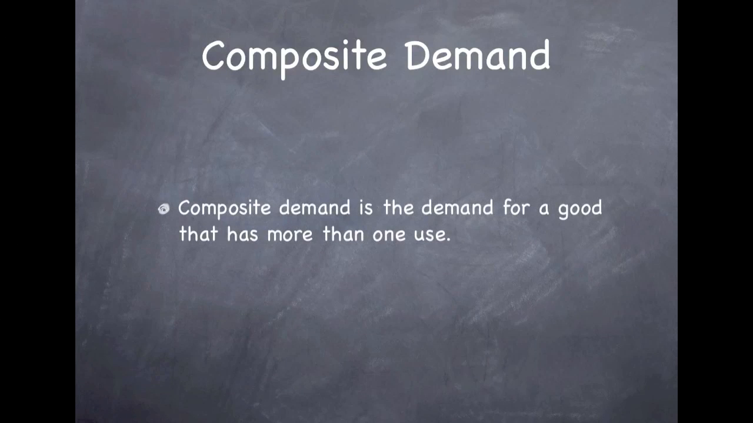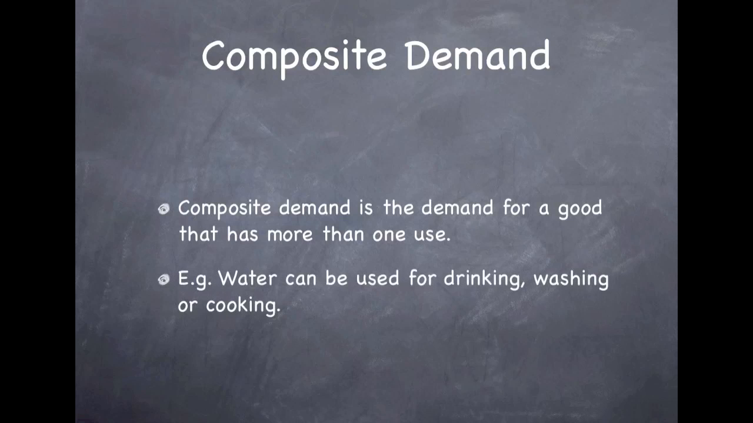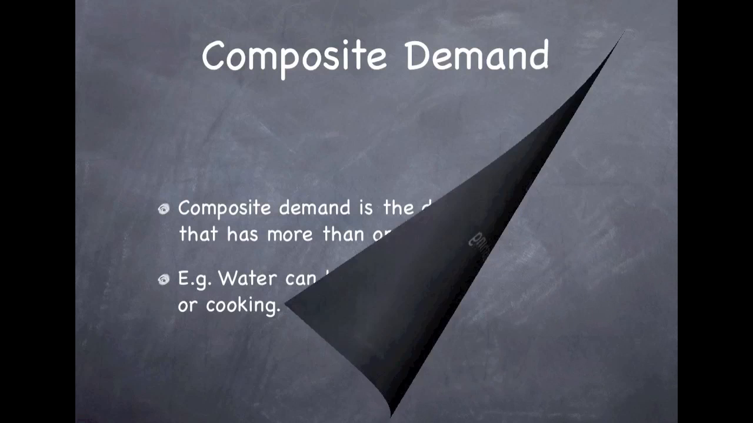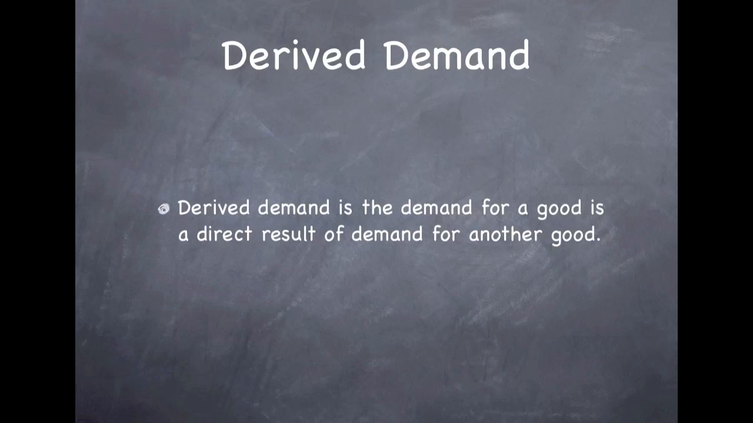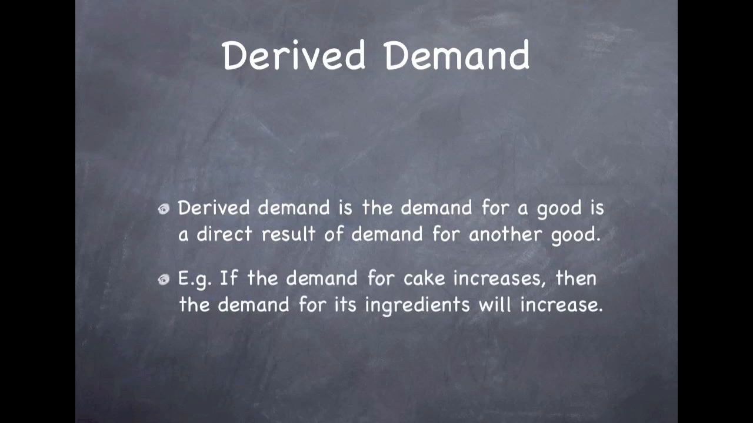A good has composite demand when it has several uses that are all in demand. A simple example of a good with composite demand is water, as you would demand the good more if you have more uses for it, as you wouldn't drink the water that you used for washing. A good has derived demand if it is being demanded because of the demand for another good. For example, if the demand for cake increased, then the suppliers of cake would demand more cake ingredients to produce the cake.